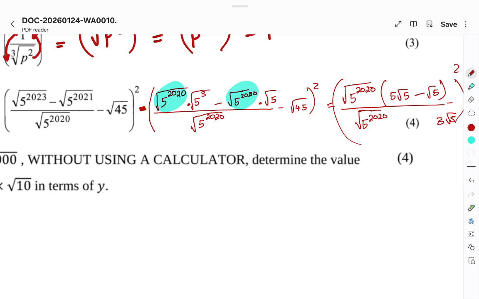Then from there, what do you do? You say, okay, that one and that one will cancel. Then I remain with 5 root 5 minus the root 5. Then you remember that we have that one there, so it's going to be negative 3 root 5. This whole set is squared again. So then we say equals to.